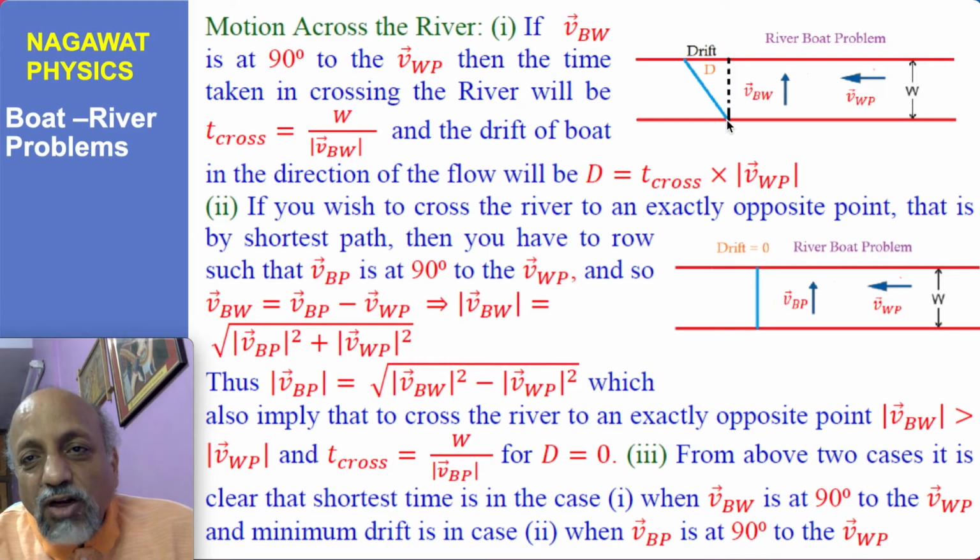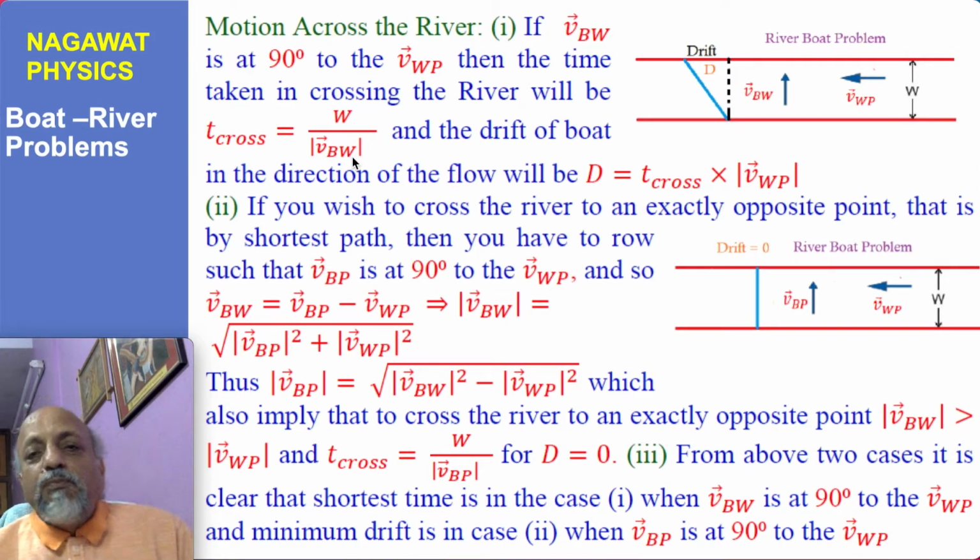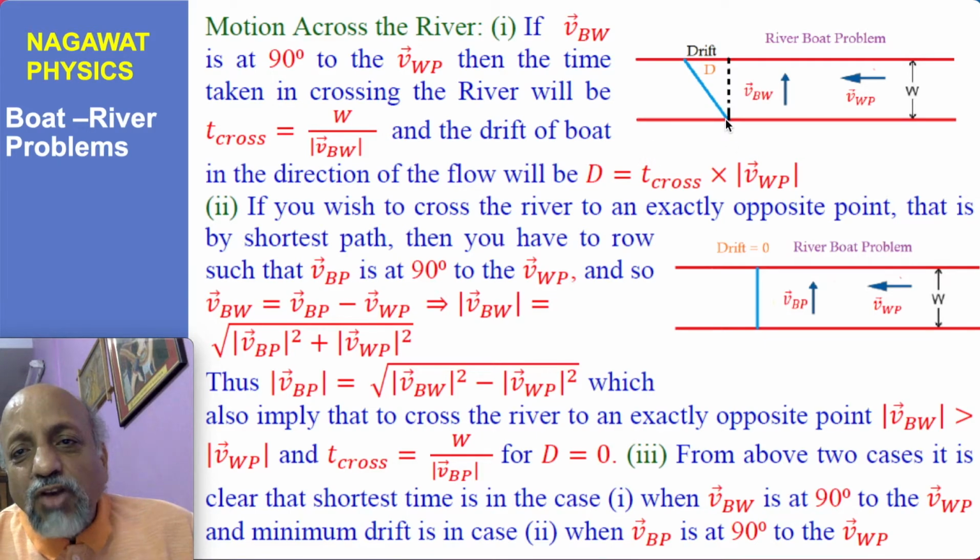So if you start the journey from this shore, then you can reach the other shore just by traveling and having the VBW in this vertical direction. Then the time taken in the crossing will be equal to the width of the river divided by the VBW. But remember here, VBP will not be in this direction and there will be a drift involved, because you are maintaining the rowing of the boat in the vertical direction, y direction, across or parallel to the width direction.